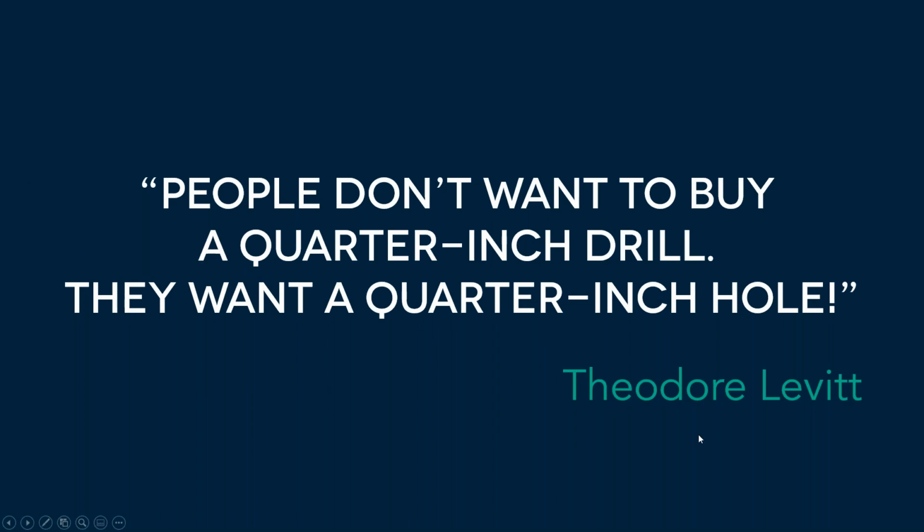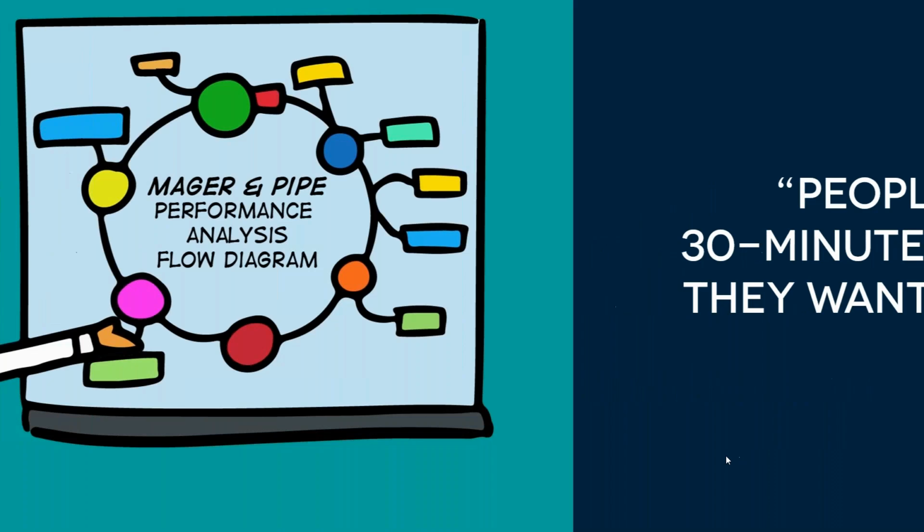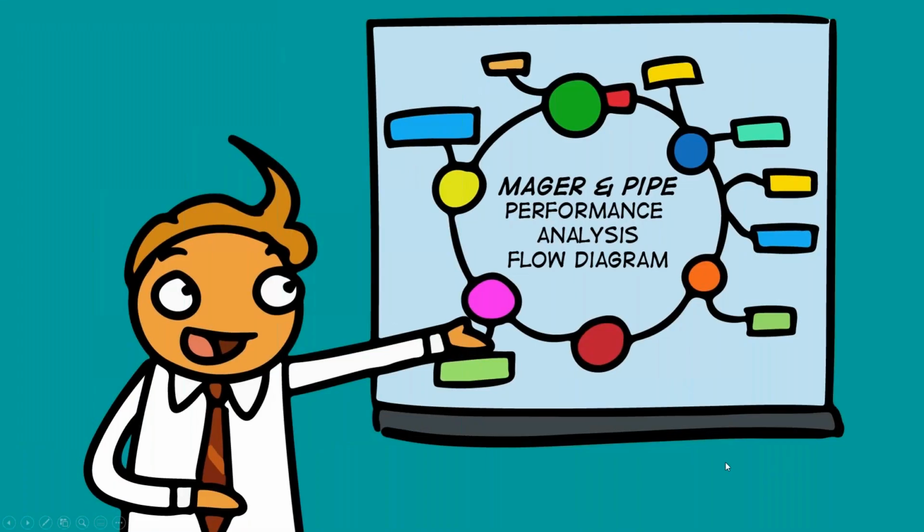And then this quote, I'm a big fan of, but I'm going to rip it off. People don't want to buy a 1/4-inch drill. They want a 1/4-inch hole. At the same time, we could say people don't want a 30-minute e-learning course. They want a business result. And that business result is always in some way tied to profit. So a great tool that you can use to help make sure that your e-learning courses are on the path to profit is the Mager and Pipe Performance Analysis Flow Diagram.